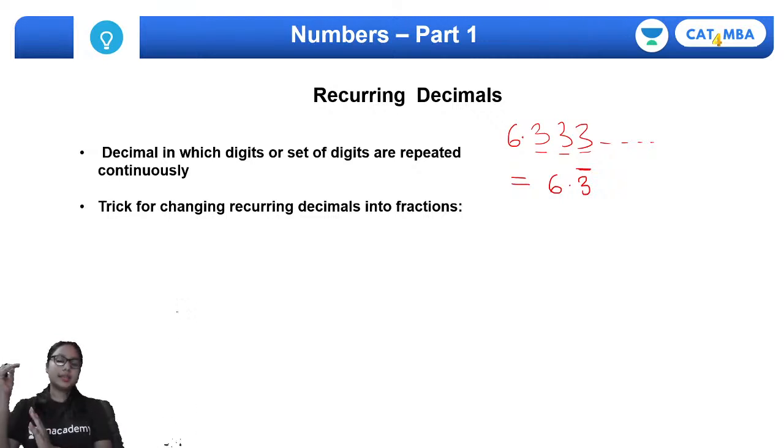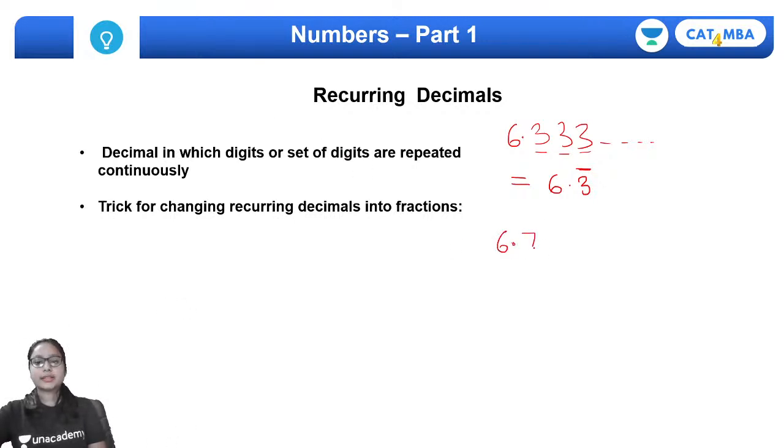A bar on any number after the decimal represents that particular digit being repeated continuously, an infinite number of times. Now, what do I mean by a set of digits?